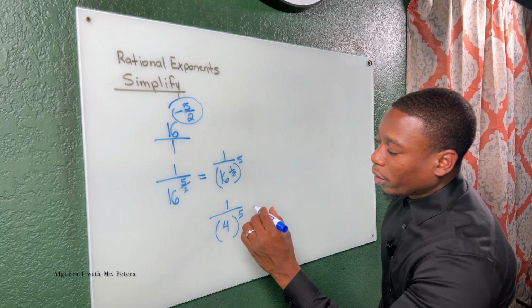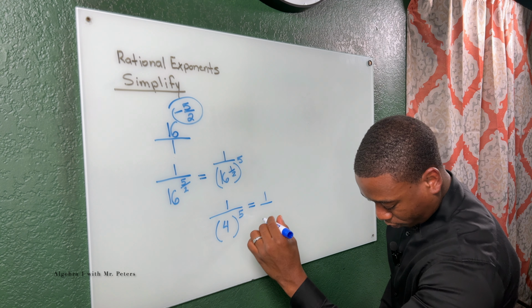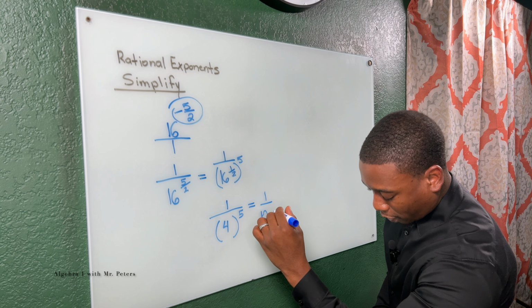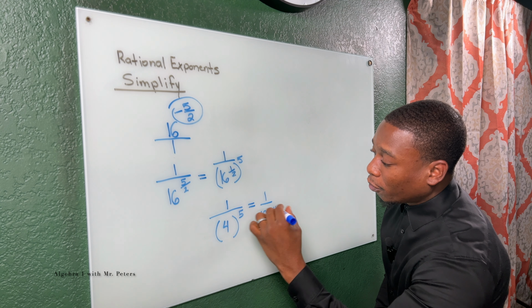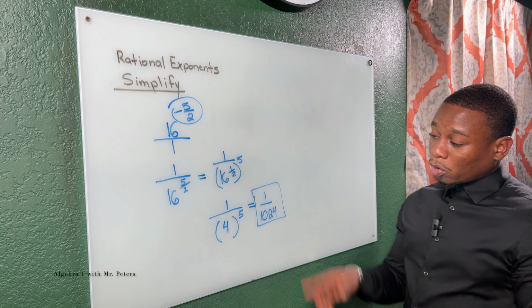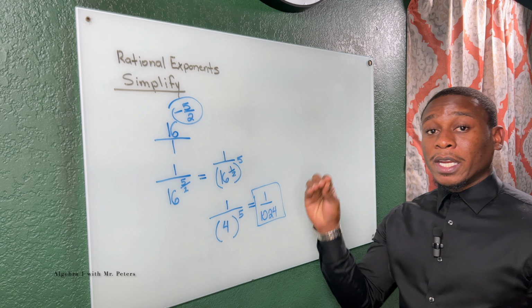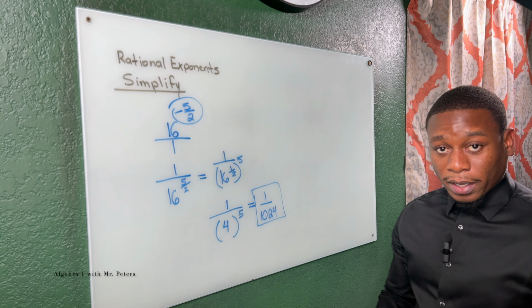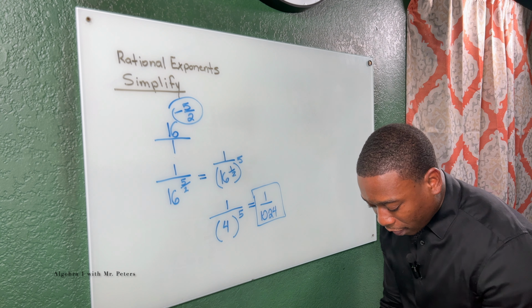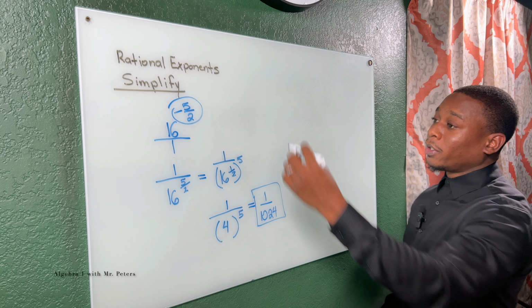All right, so we're going to get 1 over 1024. So if we were to solve this problem right here, the answer will be 1 over 1024. So this is if we have a negative exponent, we're still going to use that exponent rule.